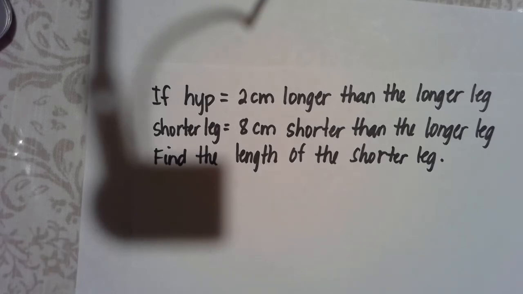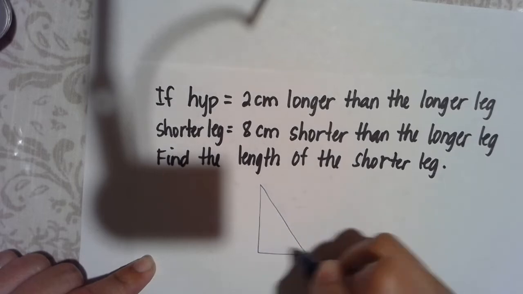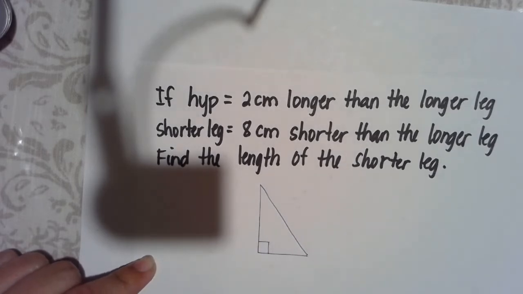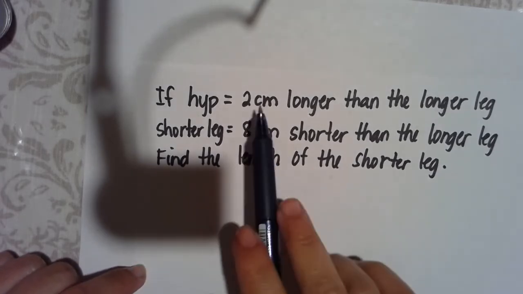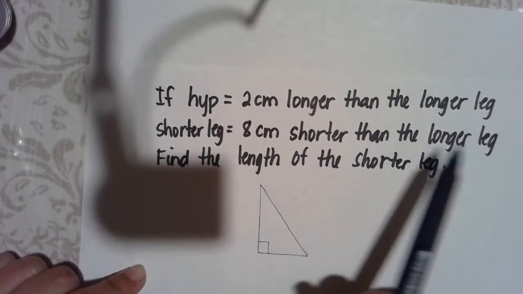Next is a word problem. If the hypotenuse is 2 cm longer than the longer leg, and the shorter leg is 8 cm shorter than the longer leg, find the length of the shorter leg. So I will draw a right triangle and then label it.